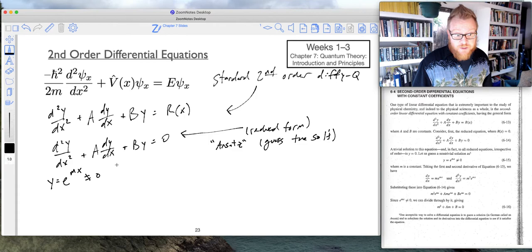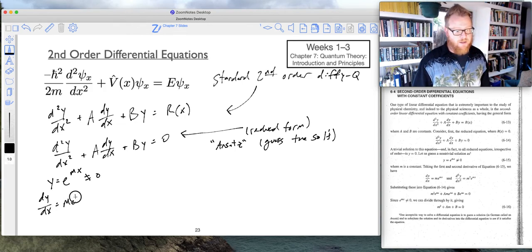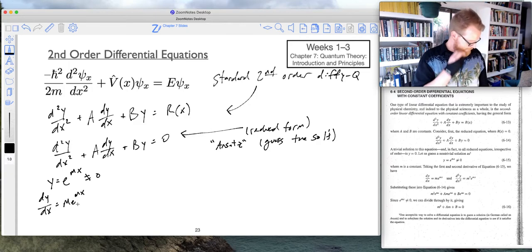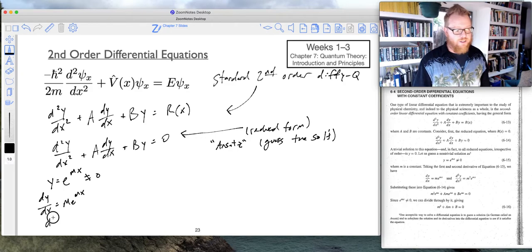So now what we want to do is take the first derivative of this. So dy/dx, and because we know m is a constant, that's going to be m e to the mx. And then the second derivative, we need to do that as well, is going to be m squared e to the mx.